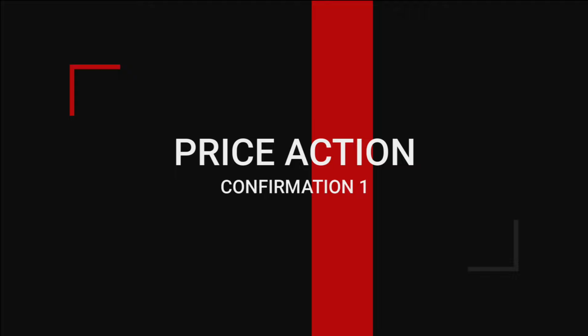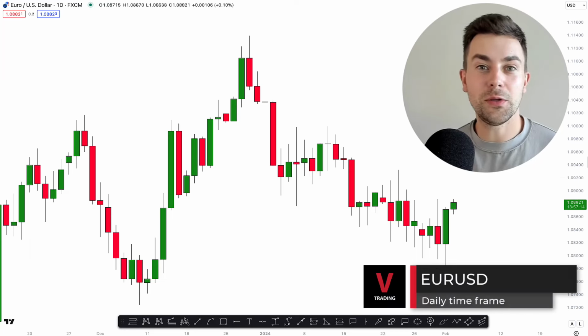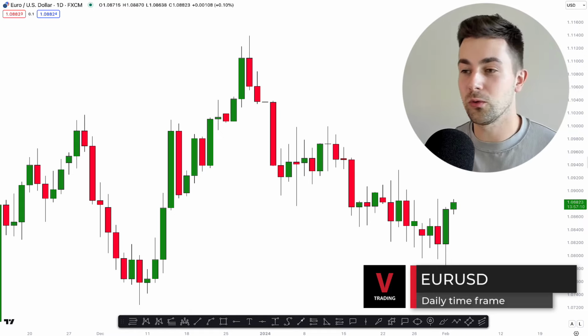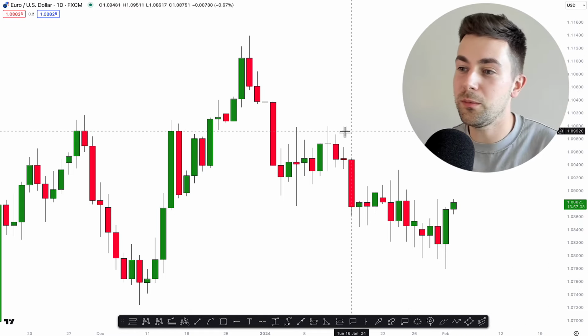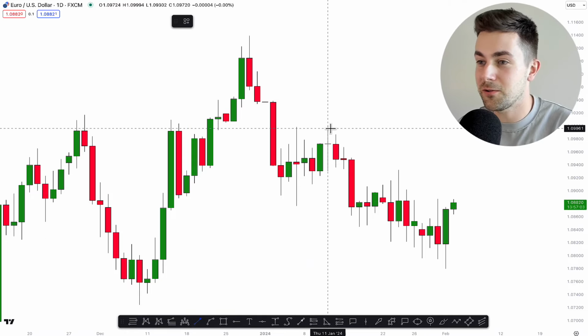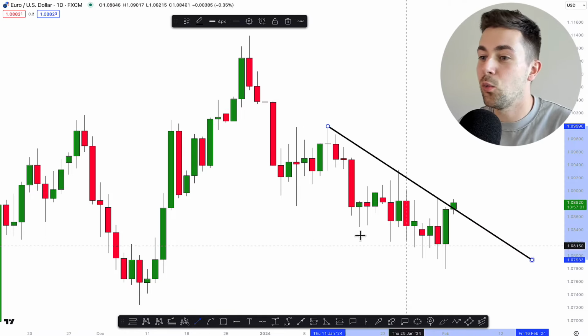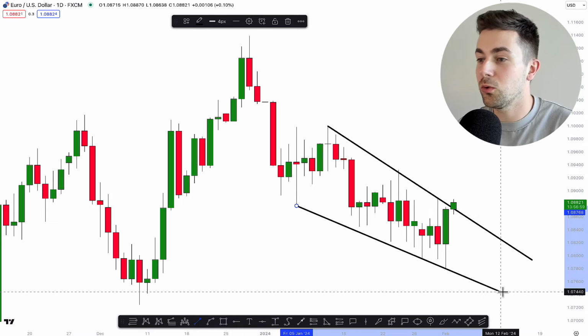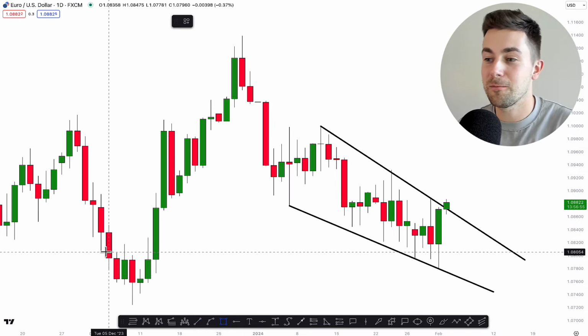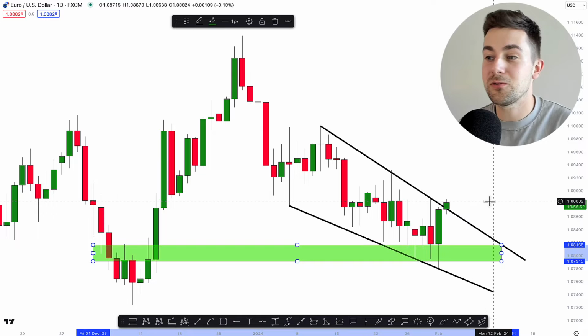The first type of a confirmation is a price action confirmation. Imagine that you are a swing trader and you are looking for a price action confirmation to buy euro dollar. In order to buy with the confirmation, you should look for a pattern. Analyzing the price action on a daily time frame, we can spot that euro dollar formed a falling wedge pattern, and recently the price reached a very strong support.